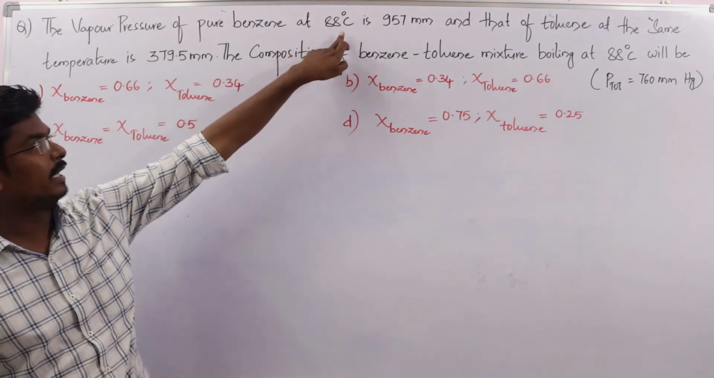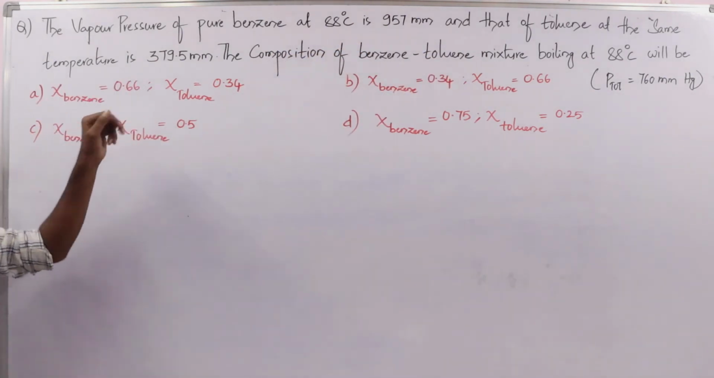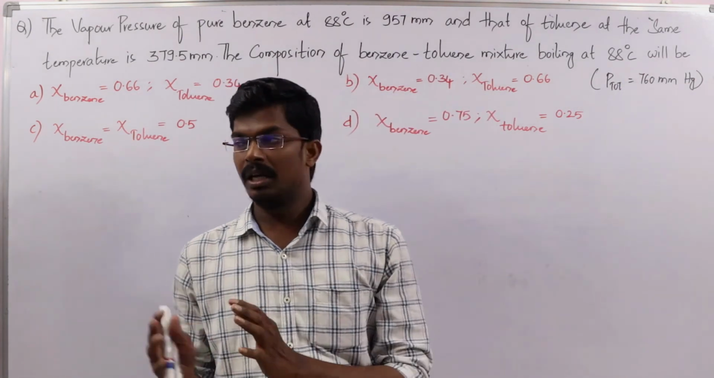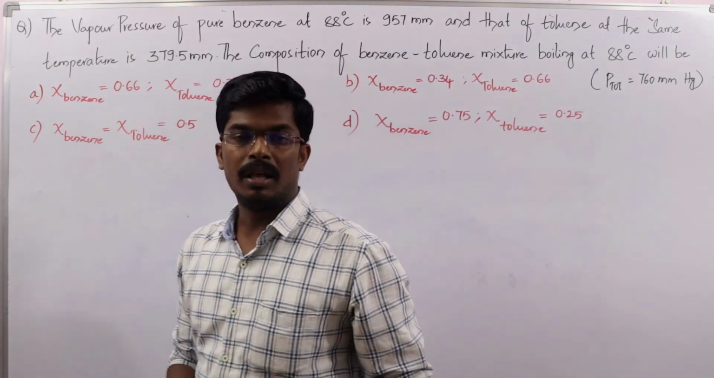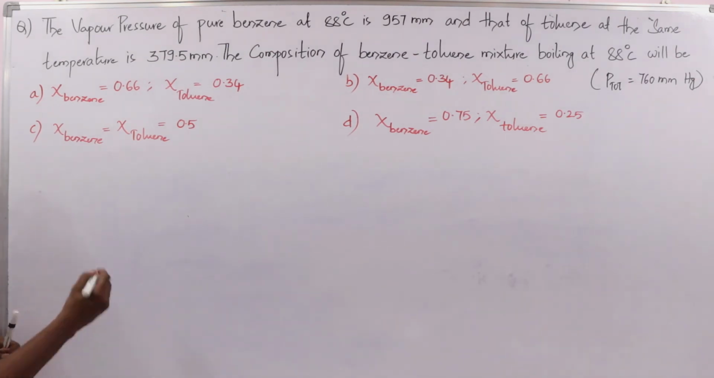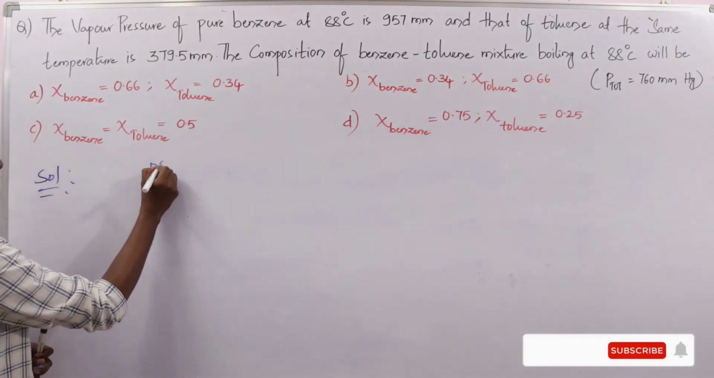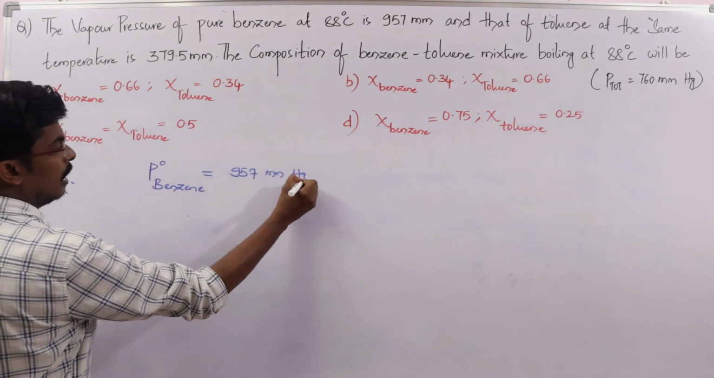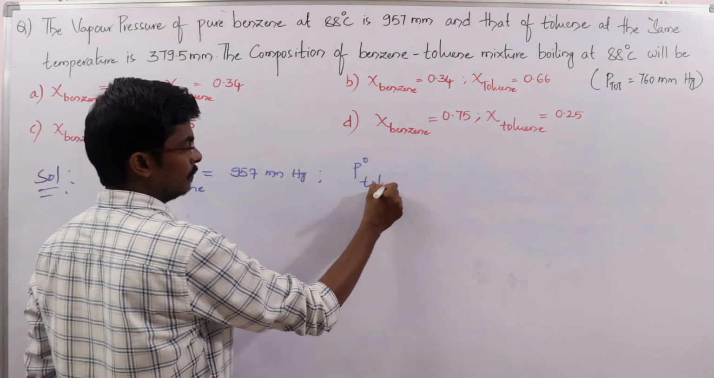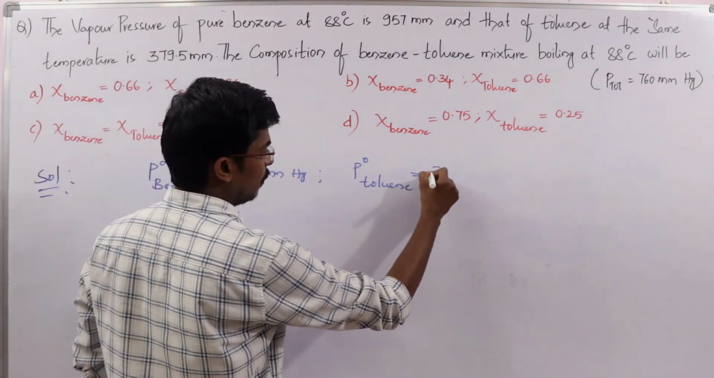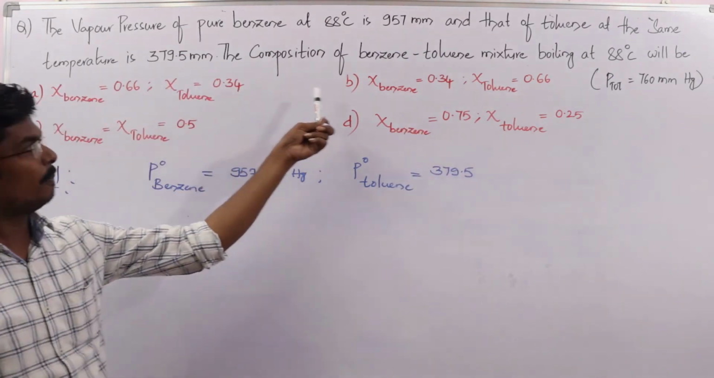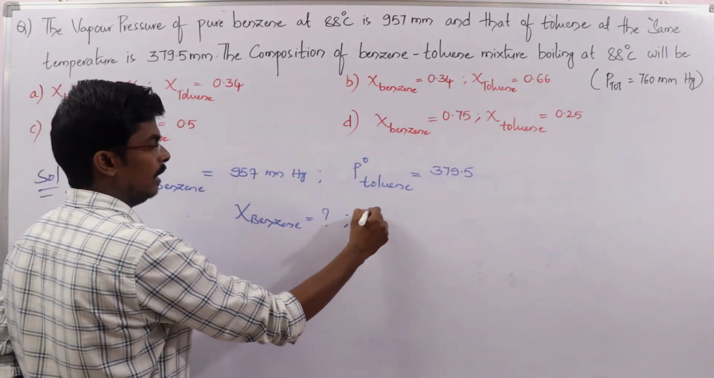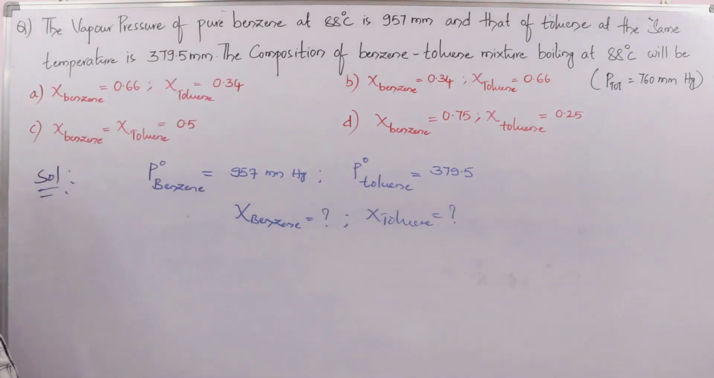The vapor pressure of pure benzene at 88 degrees centigrade is 957 mm and that of toluene at the same temperature is 379.5 mm. The composition of the benzene toluene mixture boiling at 88 degrees centigrade will be? Here we have taken an ideal solution, a mixture of benzene and toluene. The given information is the vapor pressure of pure benzene, P naught benzene, 957 mmHg, and the vapor pressure of pure toluene, 379.5. We are asked for the composition, X benzene and X toluene.